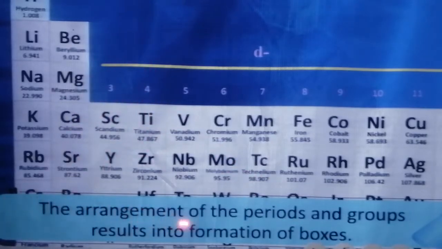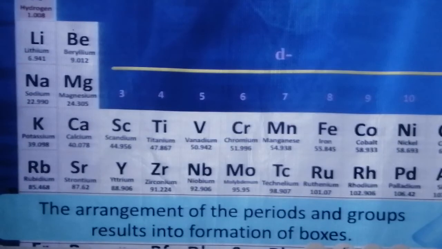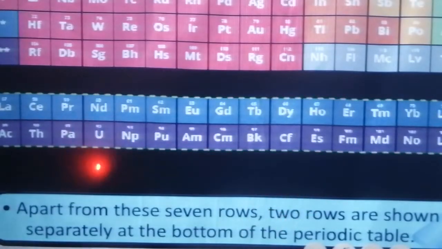The arrangement of the periods and groups results in the formation of boxes, like this: lithium, sodium, this is a box. How many boxes are present in the modern periodic table? 118 boxes are present in the modern periodic table.